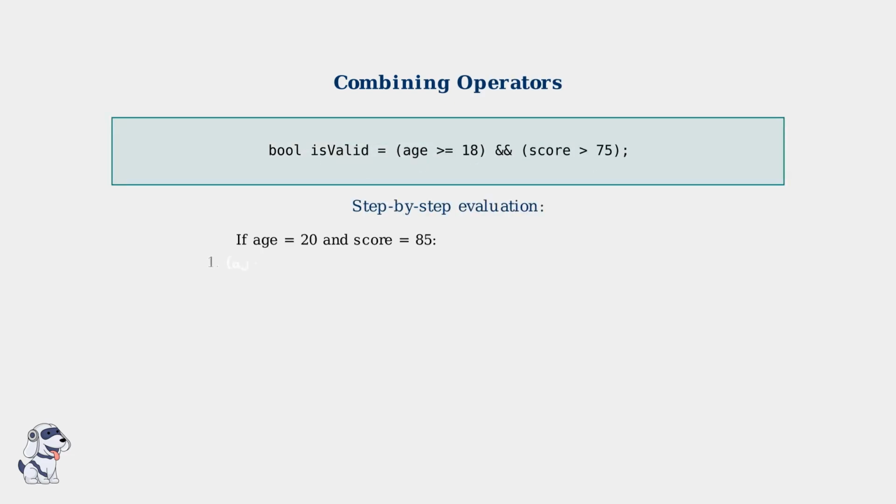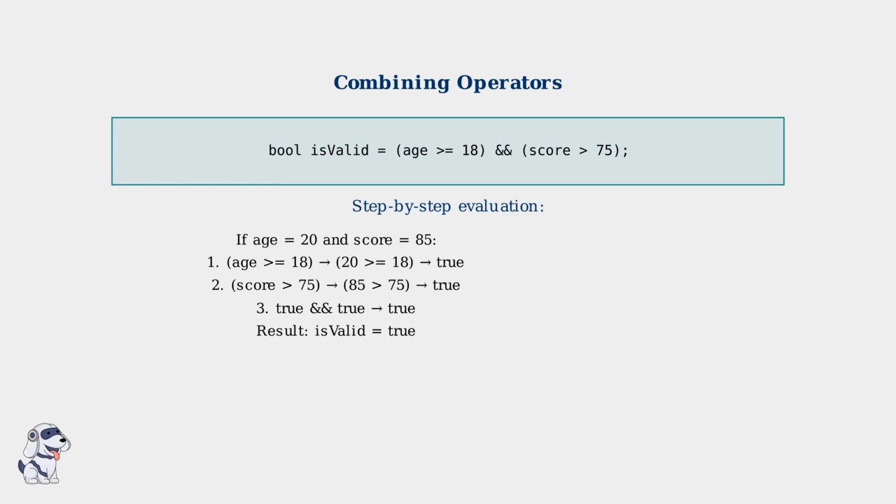Here's a practical example combining both operator types. We check if someone is valid based on age and score. Let's evaluate this step by step with sample values. The expression evaluates each condition separately, then combines them with the AND operator. Since both conditions are true, the final result is true. Understanding relational and logical operators is essential for creating conditions in your Dart programs. They form the foundation for decision-making in your code.